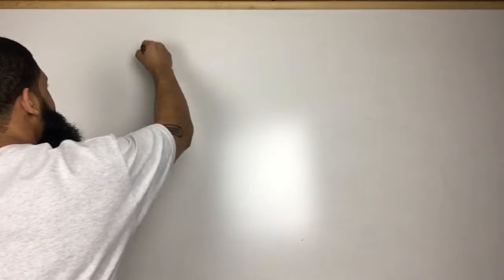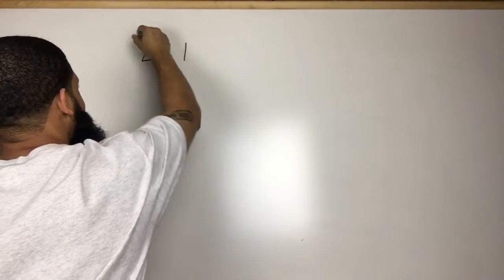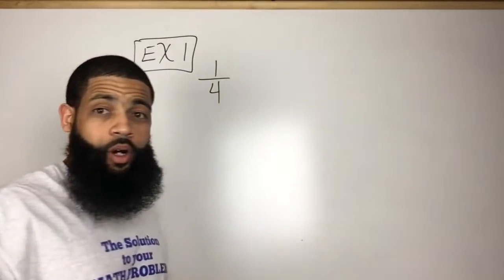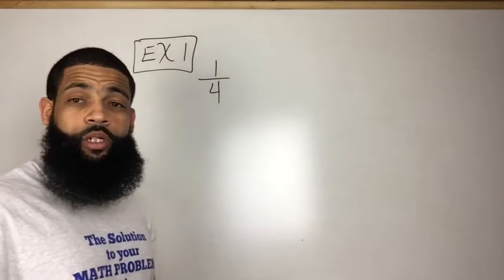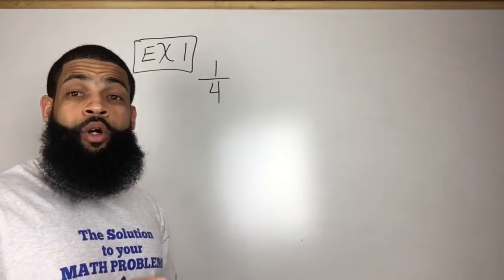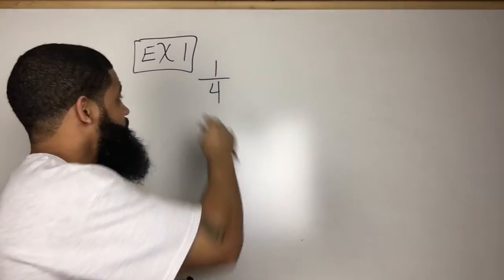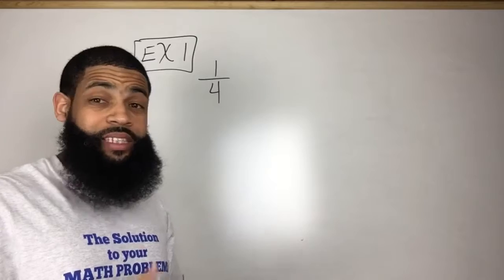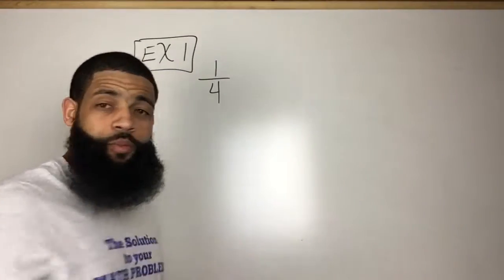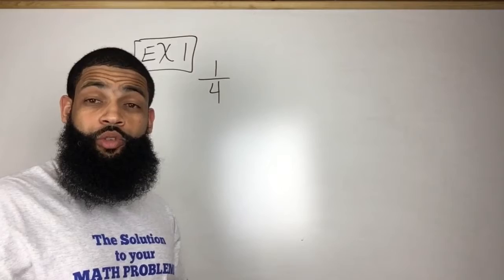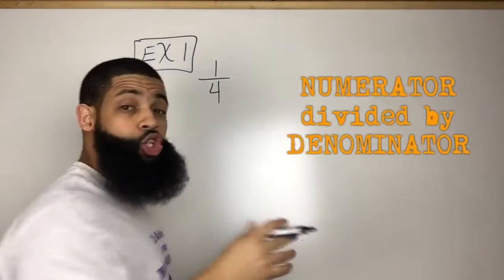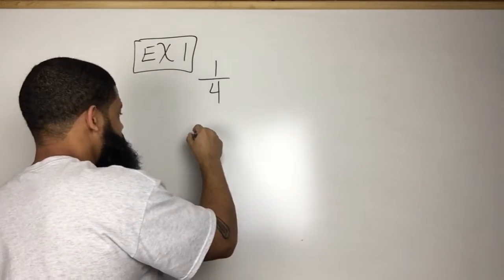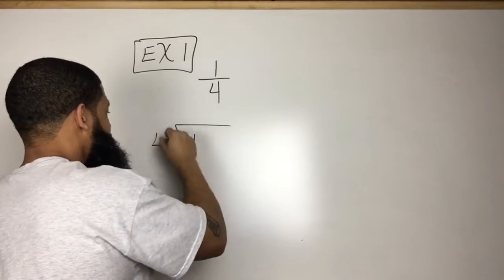So, let's say I have the fraction 1/4. Alright, so our numerator is 1, our denominator is 4. Now, what we must realize is actually the fraction bar is another way to represent division. So it's dividing something up into 4 different pieces. Now, if I want to convert this into a decimal, I'm going to take the numerator divided by the denominator. So what I actually have is 1 divided by 4.